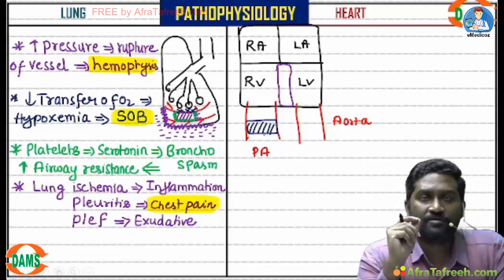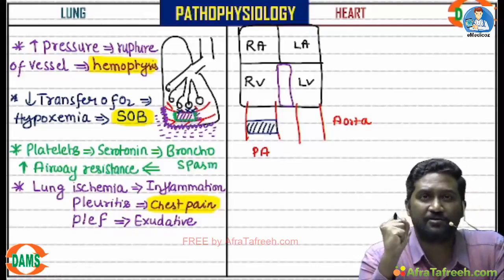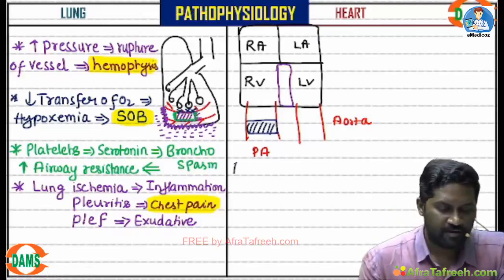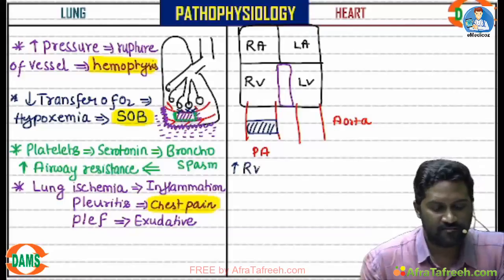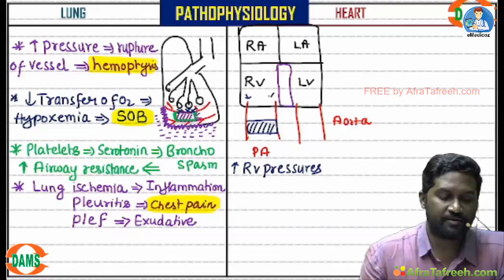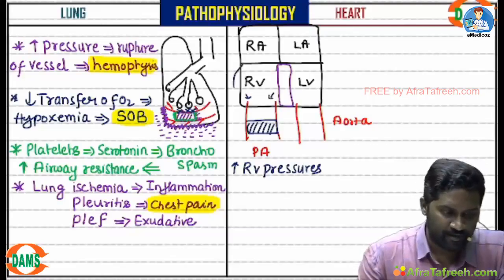So what will your right ventricle do? It will initially try to pump against the thrombus. There will be increased right ventricular pressures. Your right ventricle will try to pump against this thrombus, and also there will be right ventricular dilatation.